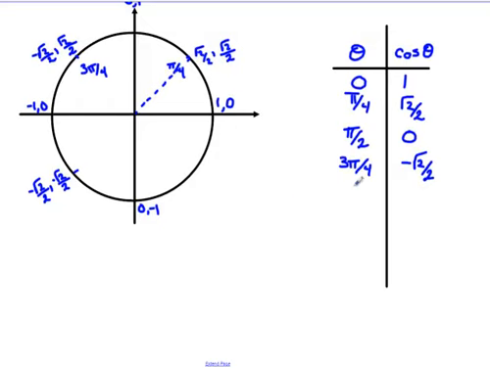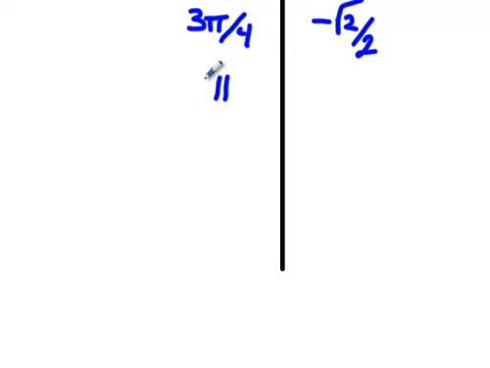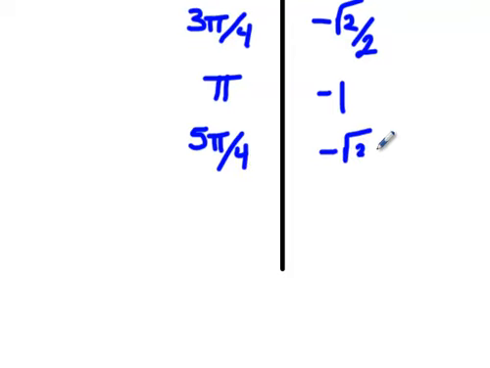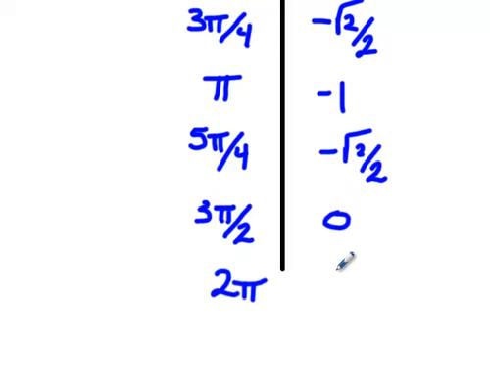Okay, so our next point is going to be at pi, and we're sitting on that x-axis again, so we're at negative 1. Then at 5 pi over 4, we're again at the negative square root of 2 over 2. At 3 pi over 2, we're going to then be at 0. And finally, when we head back around that circle and get back to 2 pi, we're going to be at 1. There is another point in here. It's going to be 7 pi over 4, and it's going to be that positive square root of 2 over 2.